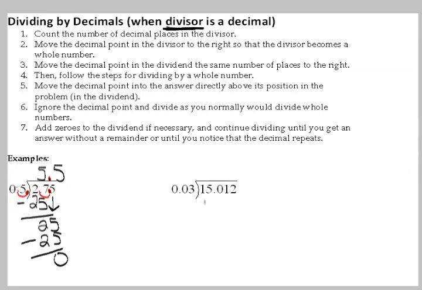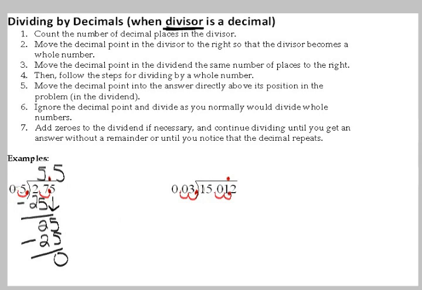So let's take a look at this example here. Again, our divisor is a decimal. So we need to take the decimal point and move it over to make it a whole number. This time we had to move it 2 places to the right. So we're going to move it 2 places to the right in the dividend as well. And then we take the decimal point and put it right above into the answer. Then we're going to divide just like we normally would with whole numbers.